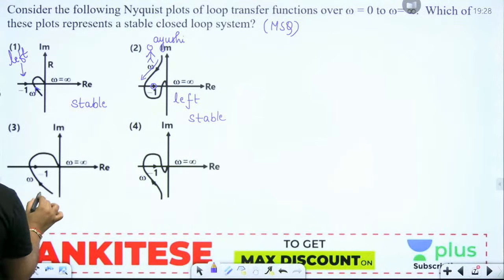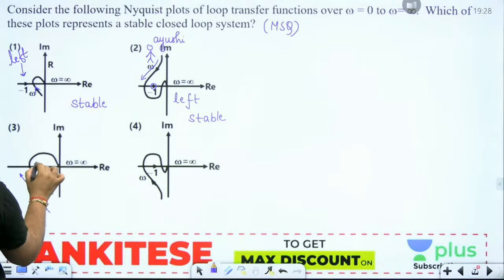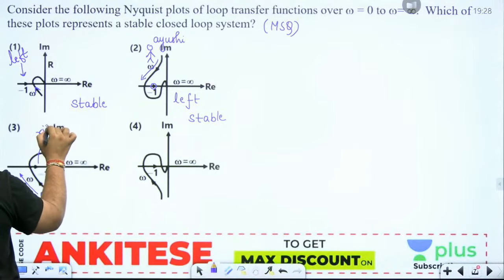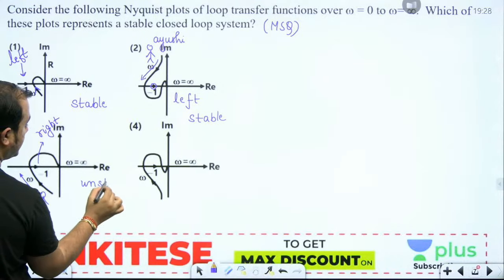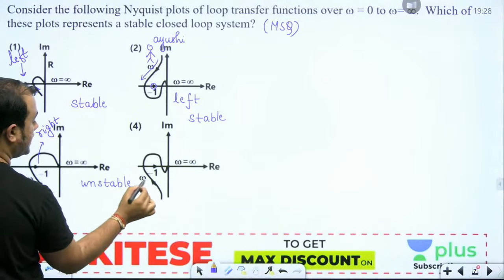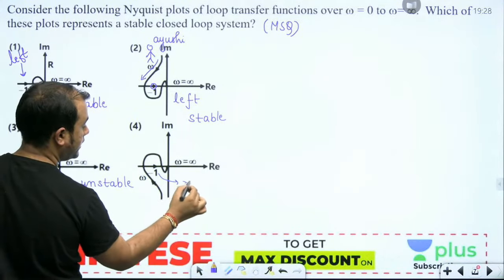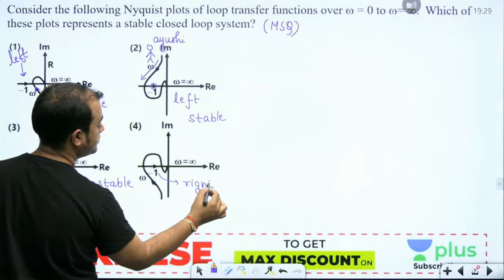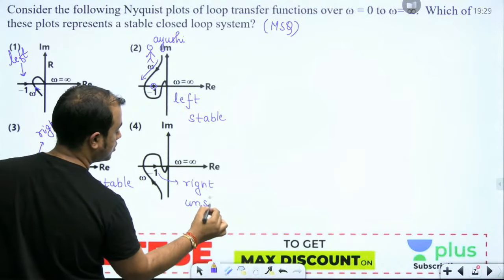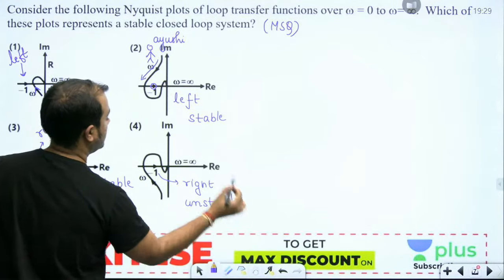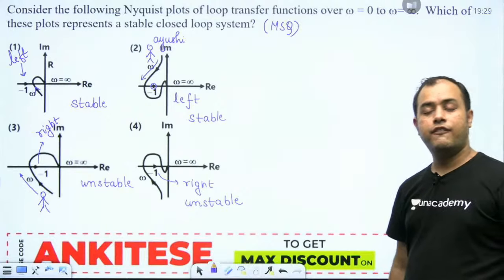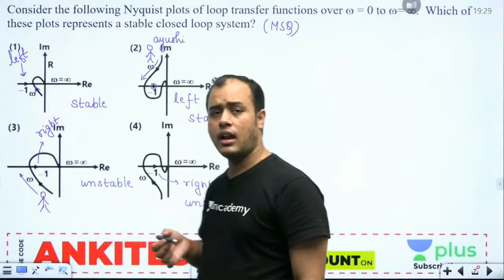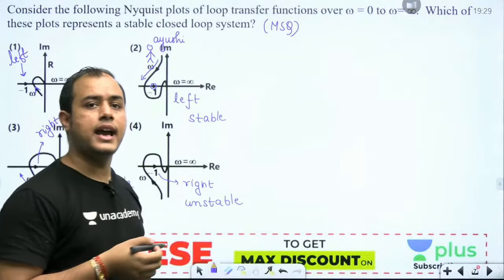See here. Now if we walk like this, this point lies to the right. So this is unstable. Similarly here, it lies to the right. So unstable. So the answer to this question will be 1 and 2.